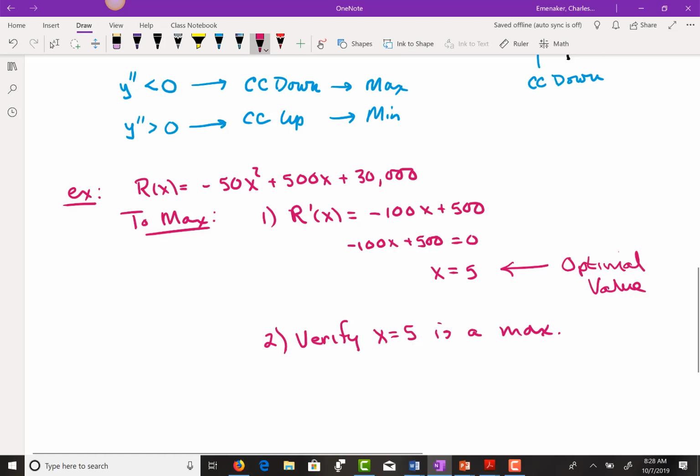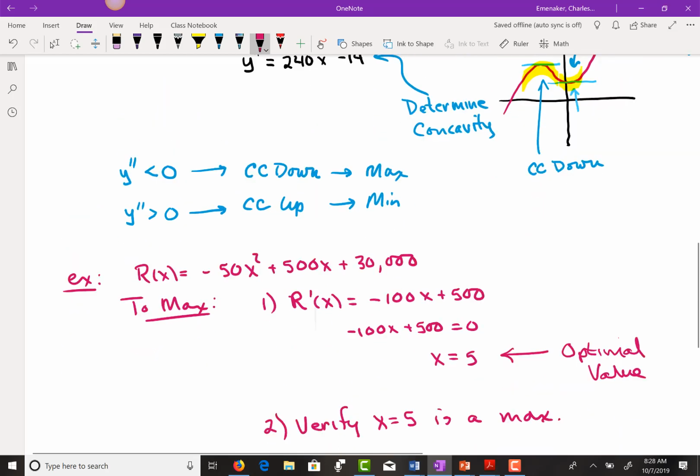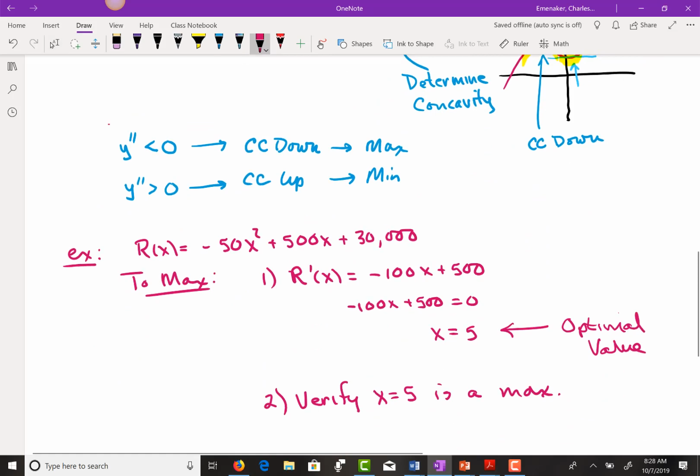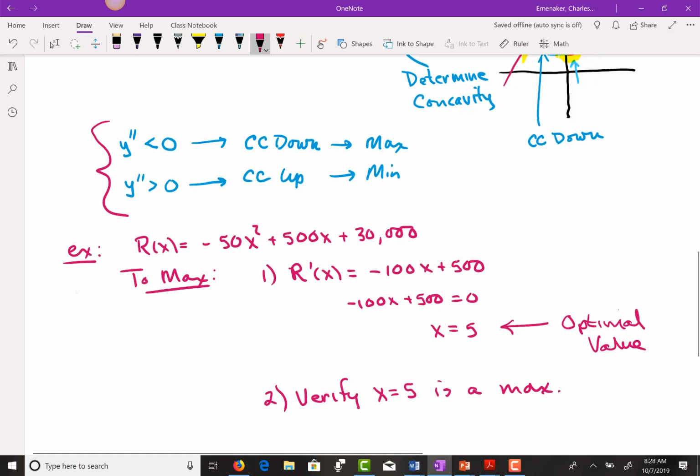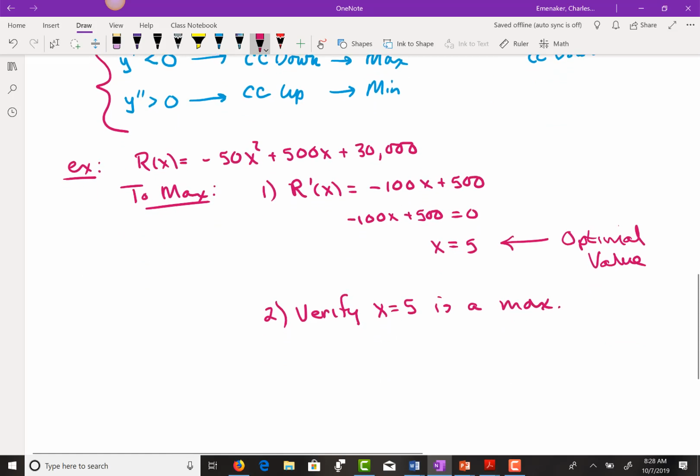Okay, so to check for a maximum or a minimum, see what's up here in the blue, right here. Don't need to go up any further than that. We're going to do the second derivative. It will tell us if it's concave up or concave down. What we're going to do is compute the second derivative. And the second derivative of this one's pretty simple. The second derivative is just negative 100, isn't it?